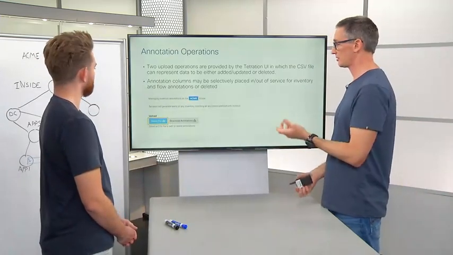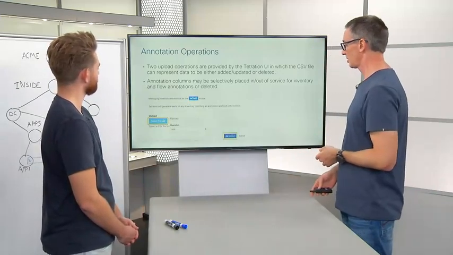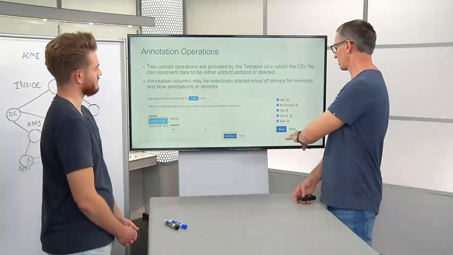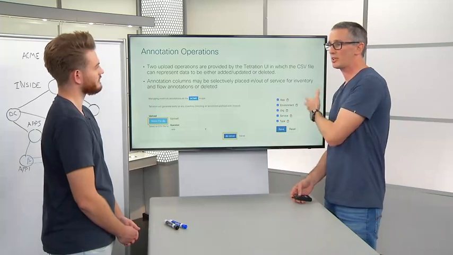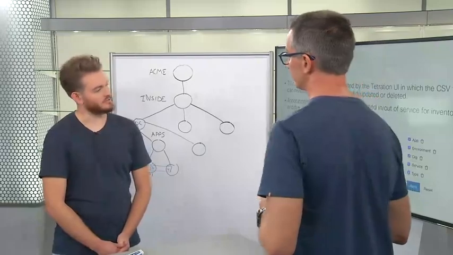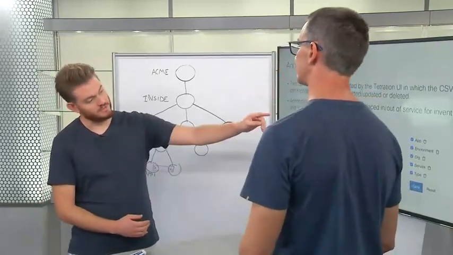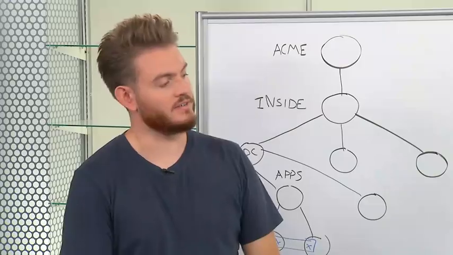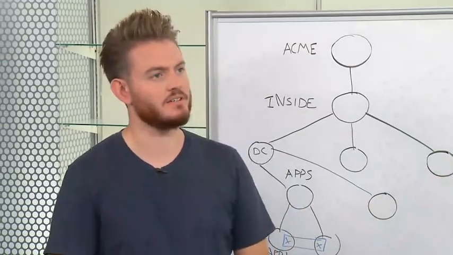So we select a file, we click upload, and choose that this is going to be an additional step, that we want to add this as opposed to delete or update. So we want to make sure that we're including this information, and then that provides us with a set of attributes in the system that are now being tracked. Looks good. And so for every workload, I'm going to be tagging, in this example, the application, the environment, the organization, the service, and the type. And if I need to, I can delete them, or I can even clear the entire database if I make a mistake.